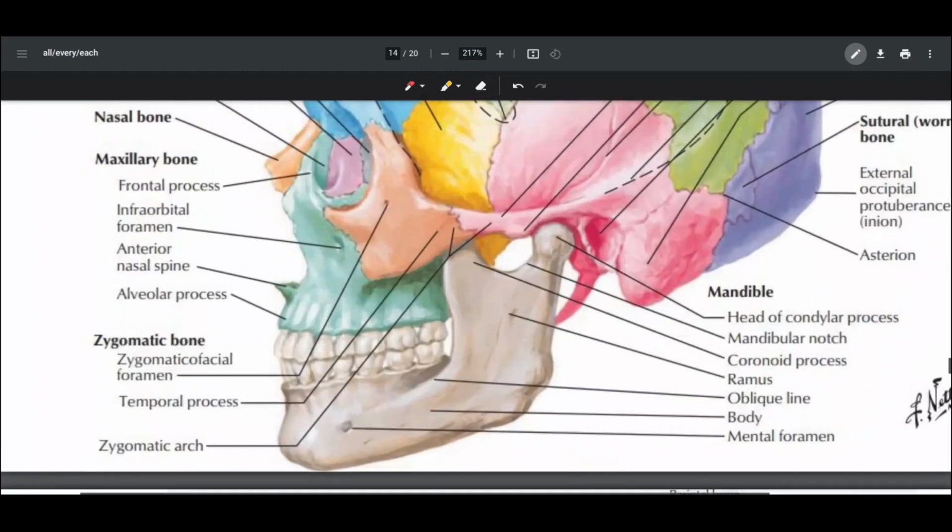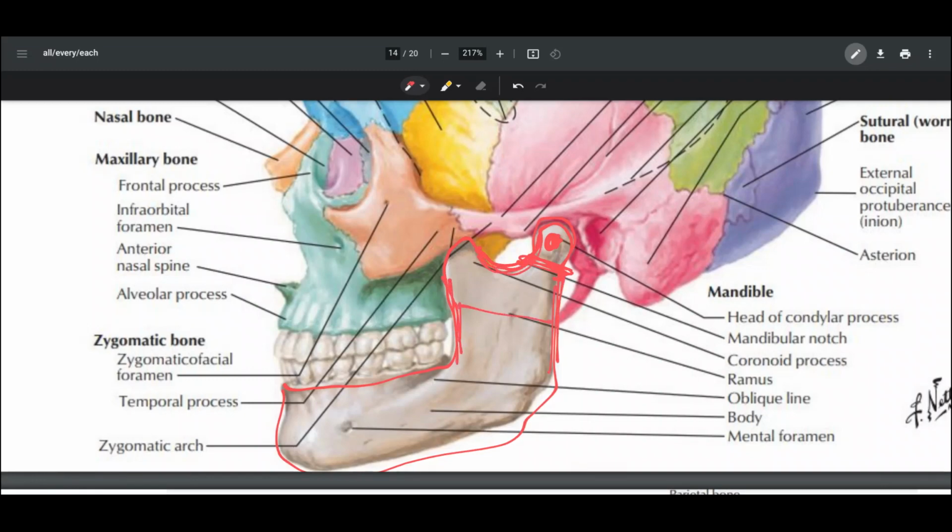Okay, let's start from the mandible because it's the easiest one. So you can see this is the mandible bone. Okay, this white bone is the mandible. So this is the condylar process, the head of the condyle. This is the neck of the condyle. Again, important during trauma cases, during fractures. This is the condylar process, head of the condyle. This is the coronoid process.